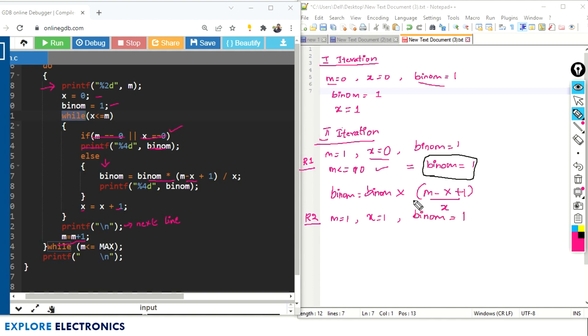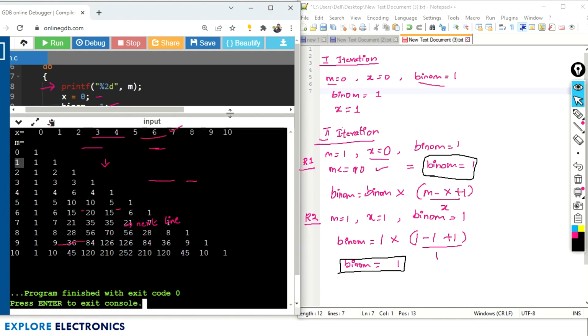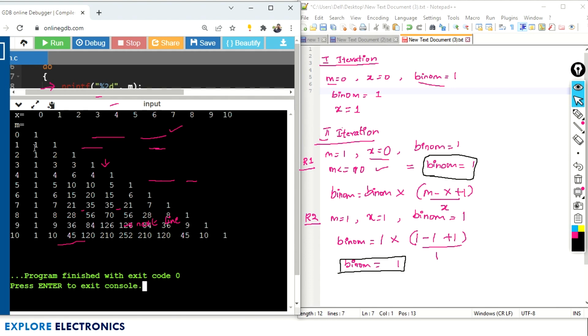Now, let's calculate using this formula. Binomial is equal to, what was the binomial coefficient value we got previously? It is 1, times (m, which is 1, minus x, which is also 1, plus 1) divided by x, which is again 1. So what we are getting is 1. At the end of our second round, in this second iteration, we are getting two values of binomial coefficient, 1 and 1. So here you can see, in the second iteration we have 1 and 1. This is how we got 1 and 1.